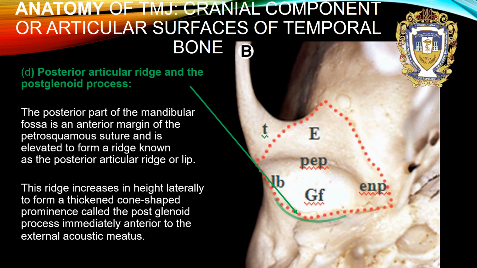Posterior articular ridge and the postglenoid process. The posterior part of the mandibular fossa is the anterior margin of the petrosquamous suture and is elevated to form a ridge known as the posterior articular ridge or lip. This ridge increases in height laterally to form a thick, cone-shaped prominence called the postglenoid process, immediately anterior to the external acoustic meatus.